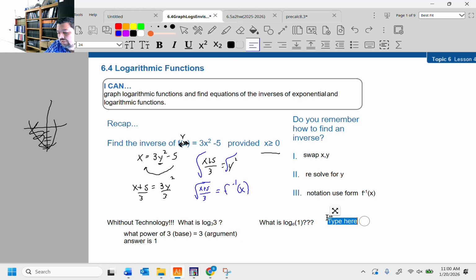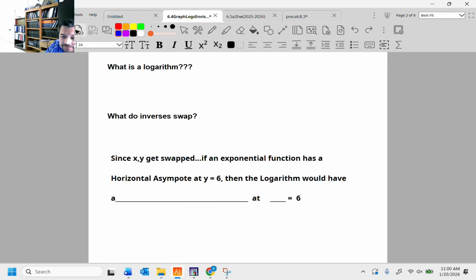All right, what is log base e of 1? That says what power of the base e is equal to the argument 1. So I know and you know that anything to the 0th power is 1. So the answer is 0. There's a reason we're talking about that here. It's because graphing. Those are easy things to figure out.